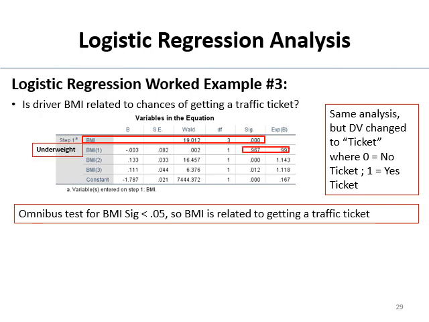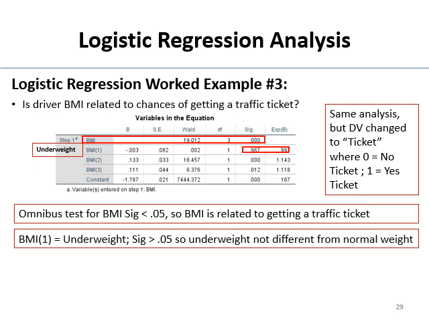So here's the first one. It's underweight. Sig is 0.967. Is being underweight different from normal weight in terms of odds of getting a ticket? No. Why? Sig is way greater than 0.05. Okay, how about the next one? Next one is overweight. Overweight, the sig is 000, so that's definitely less than 0.05. So overweight people had different odds of getting a ticket from normal weight people.